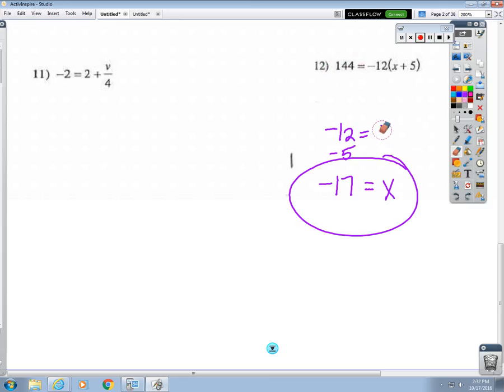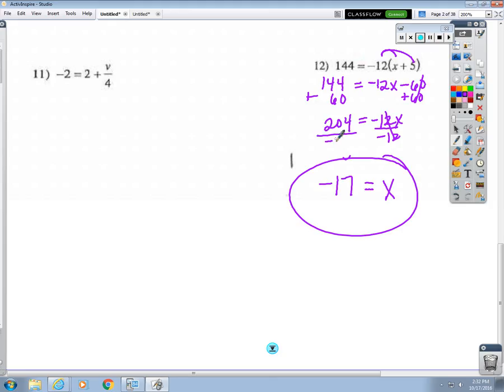Okay, now I'm going to work it the other way where I distribute. Negative 12 times x is negative 12x. Negative 12 times 5 is negative 60. Okay, so now I would need to add the 60 on both sides, which would make this 204. And now I divide by negative 12 on both sides, and 204 divided by negative 12 is negative 17.